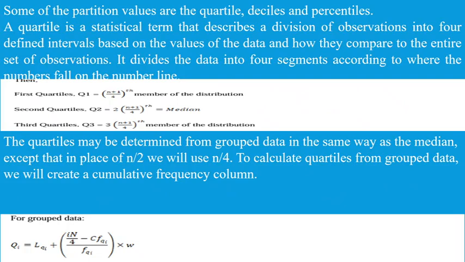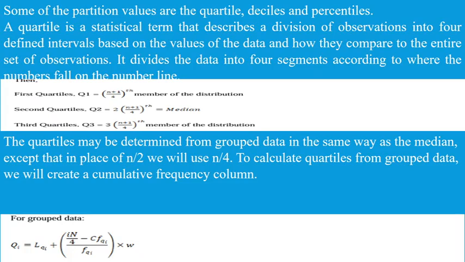Some of the partition values are the quartile, deciles, and percentile. What is a quartile? A quartile is a statistical term that describes a division of observations into 4 intervals based on the value of the data and how they compare to the entire set of observations. It divides the data into 4 segments according to where the number falls on the number line.